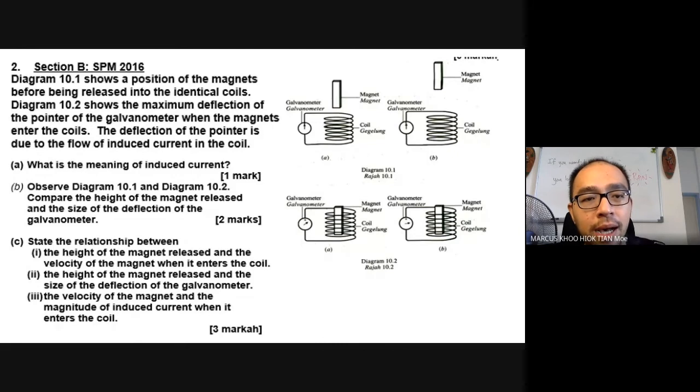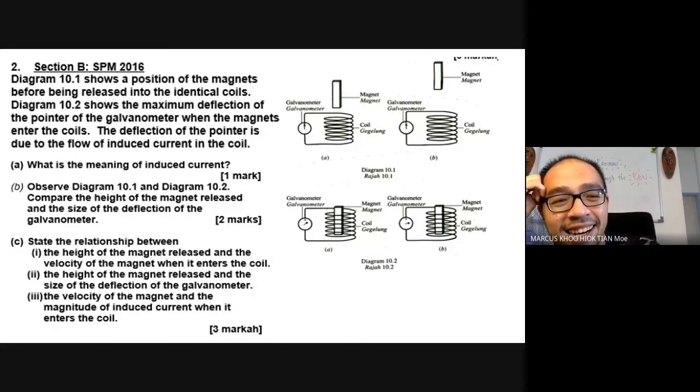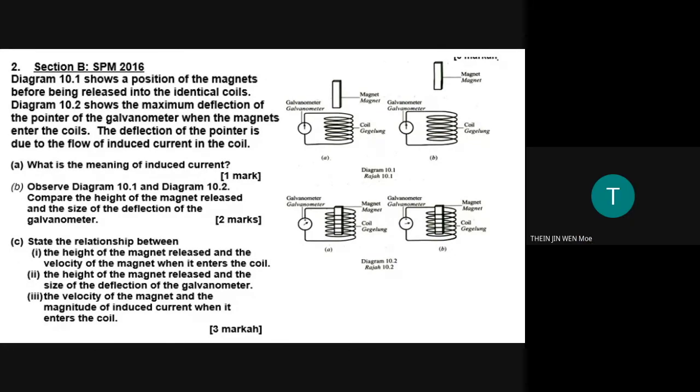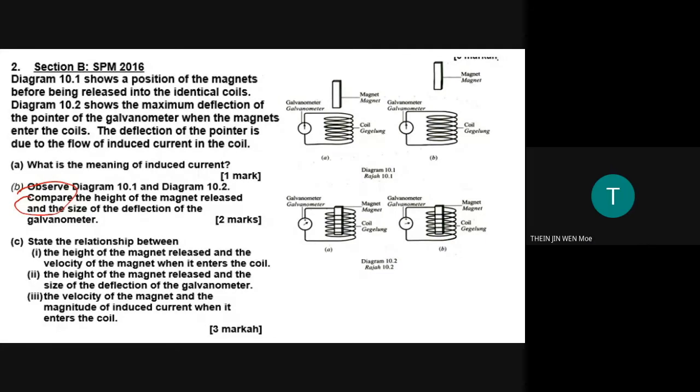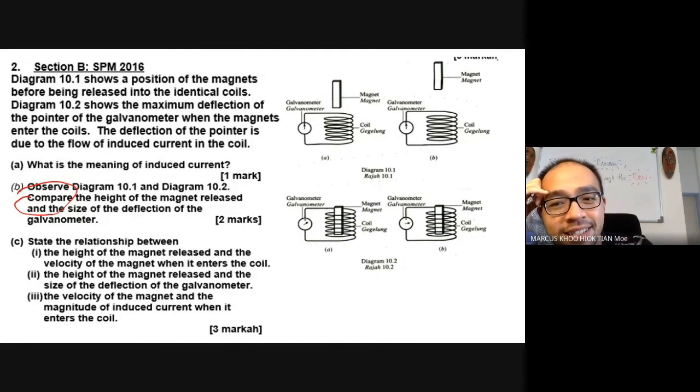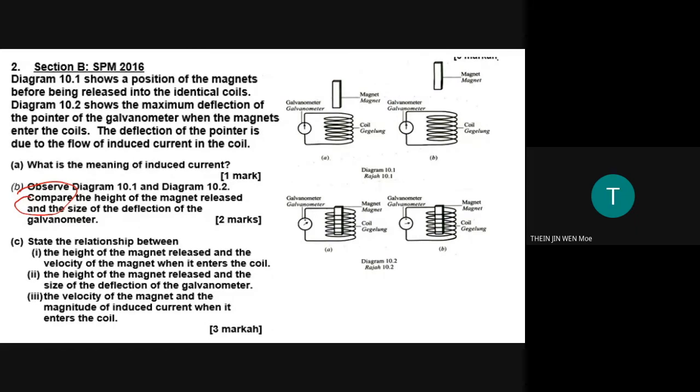Next person, compare the height of the magnet released and the size of the deflection of the galvanometer. Okay, Tian. The higher the magnet. Compare the height. Diagram 10.1 is higher than 10.2, and the size is 10.1 bigger than 10.2.